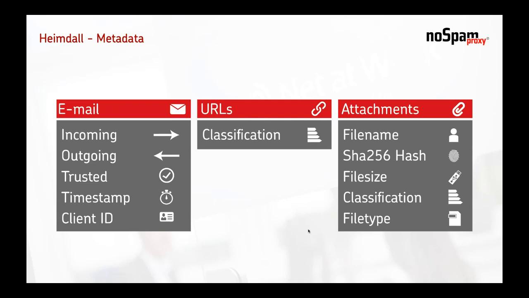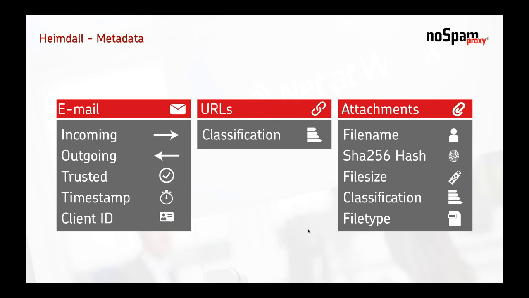It's not that much what we know about the emails from our customers. It's the information if it is an incoming or outbound email. It's the level of trust status, if it's a trusted mail or not. Of course, the timestamp when the email was received and some sort of client ID. And then the information about the URL is attached, the URL itself, of course, and the classification made by the NoSpamProxy installation itself. So Heimdall knows how the NoSpamProxy installation has rated the mail, and stores that in its database.